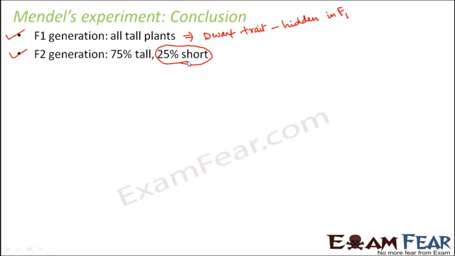So that was one thing that Mendel concluded, that a particular trait can remain hidden sometimes and then express itself later in the next generation. So that was one thing.